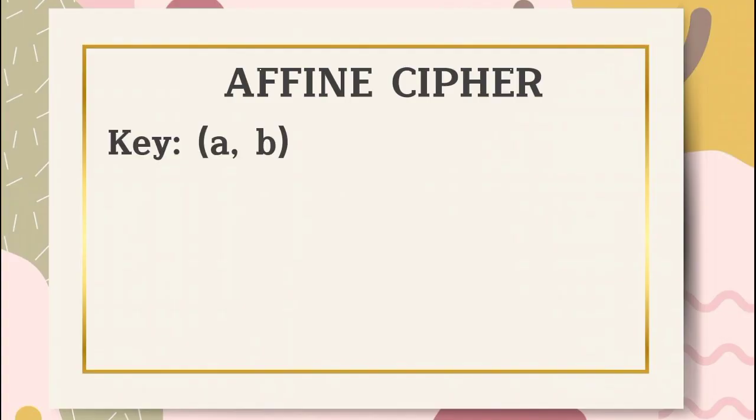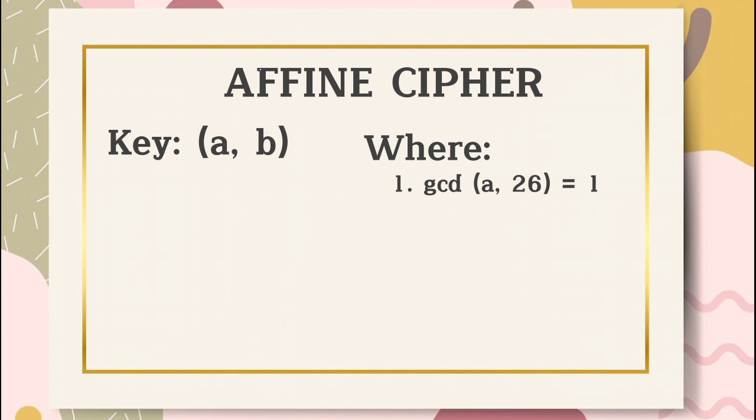And this time, let's proceed to the Affine Cipher. The key for an Affine Cipher is going to be alpha and beta, which are numbers. And there are 3 requirements for alpha and beta. 1. The GCD, the greatest common divisor, of alpha and 26 must be 1.